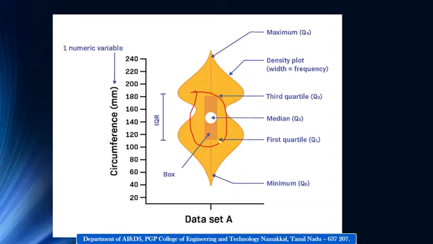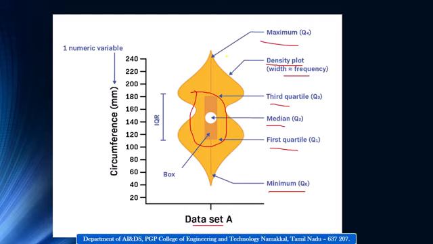So what are the things you can get from a violin plot? You can see, for any data set, you will get the minimum value and the maximum value, that is Q0 and Q4. Then the first quartile, the median value, the third quartile. Then the density, the density plot also you can get. That means the frequency also you can get. So in a single plot, you are getting so much information.